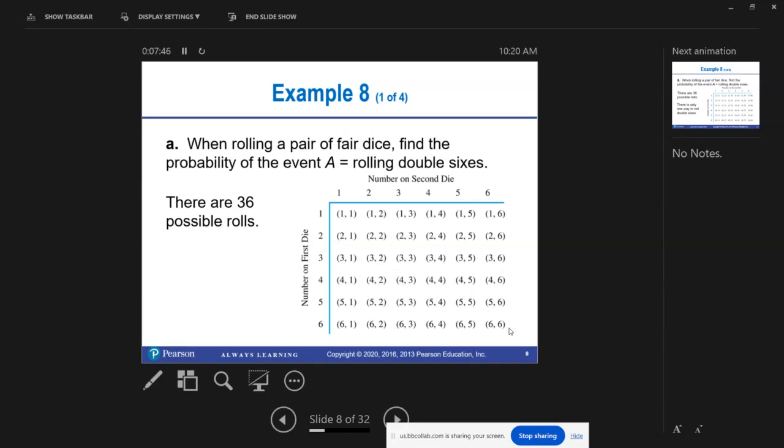Now you could also do this with our multiplication rule that we just talked about. In order to get a 6 first, there's a 1 out of 6 chance. In order to get a 6 second, on the second die, that's a 1 out of 6 as well. So 1/6 times 1/6 would still give you 1 over 36. So the probability of A is 1 over 36.